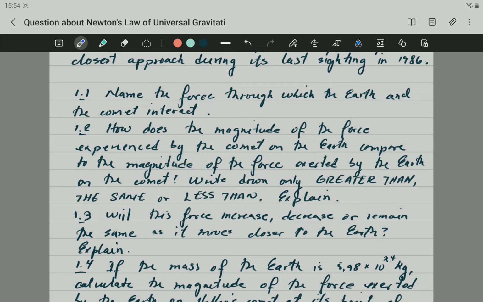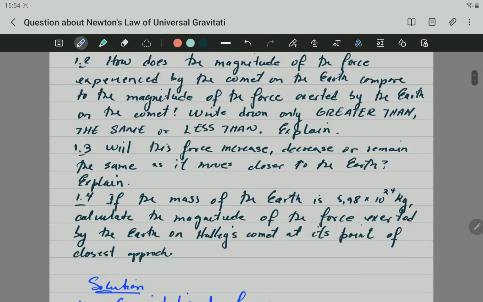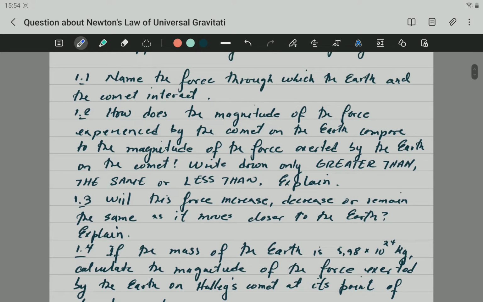Remember, this is a force of attraction between all the objects in the universe, and that is going to be the gravitational force. Gravitational force is the name of the force that acts between objects that have mass. Question 1.2. How does the magnitude of the force experienced by the comet on the Earth compare to the magnitude of the force exerted by the Earth on the comet?